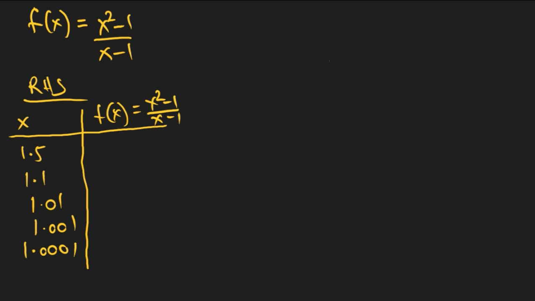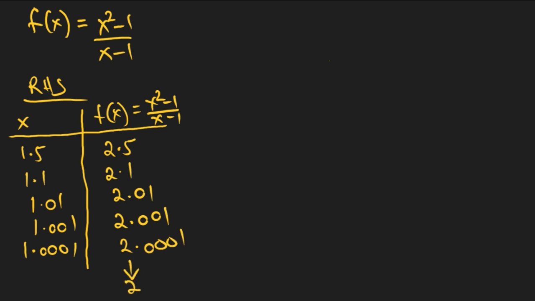Now let's substitute 1.5. So f of 1.5 will give us 1.5 squared minus 1 over 1.5 minus 1, and that gives us 2.5. 1.1 will give us 2.1. 1.01 gives us 2.01. 1.001 will give us 2.001. 1.0001 gives us 2.0001. That means as we continue, we'll be approaching 2 eventually.